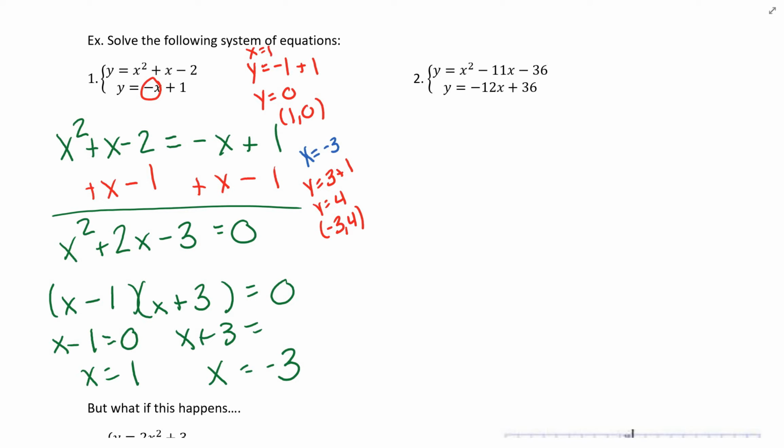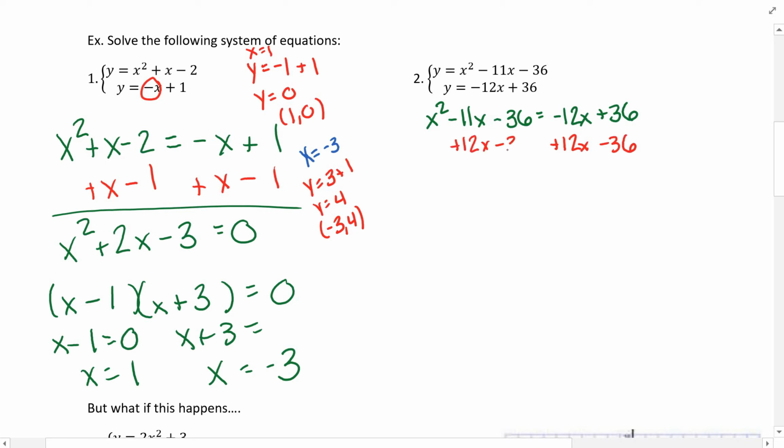So again, I have two equations. One's quadratic, one is linear. Now again, if I want to know when these two things are equal, I'm going to set them equal. So I'm going to say x squared minus 11x minus 36 has to equal negative 12x plus 36. Okay? So, if I'm going to solve this thing, the right-hand side has to be 0. So to make that 0, I have to add 12x and subtract 36.